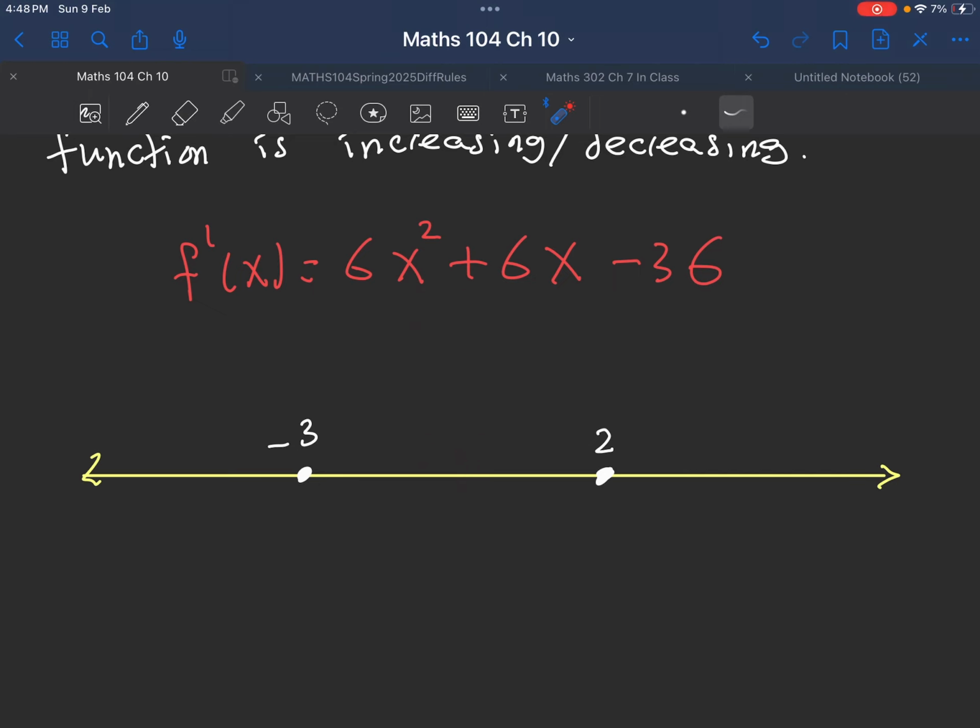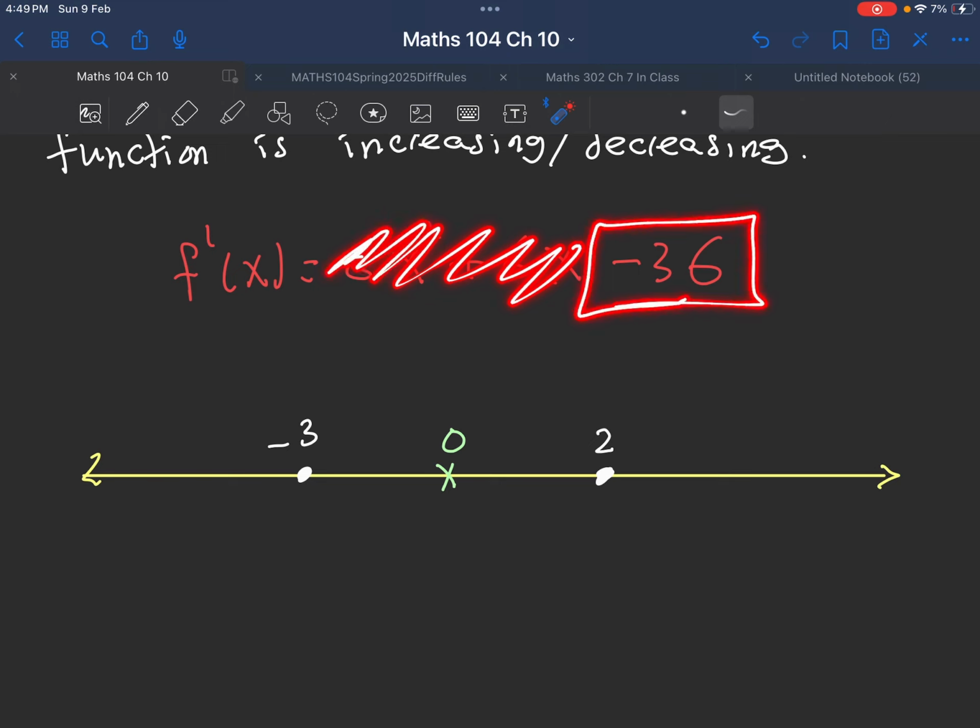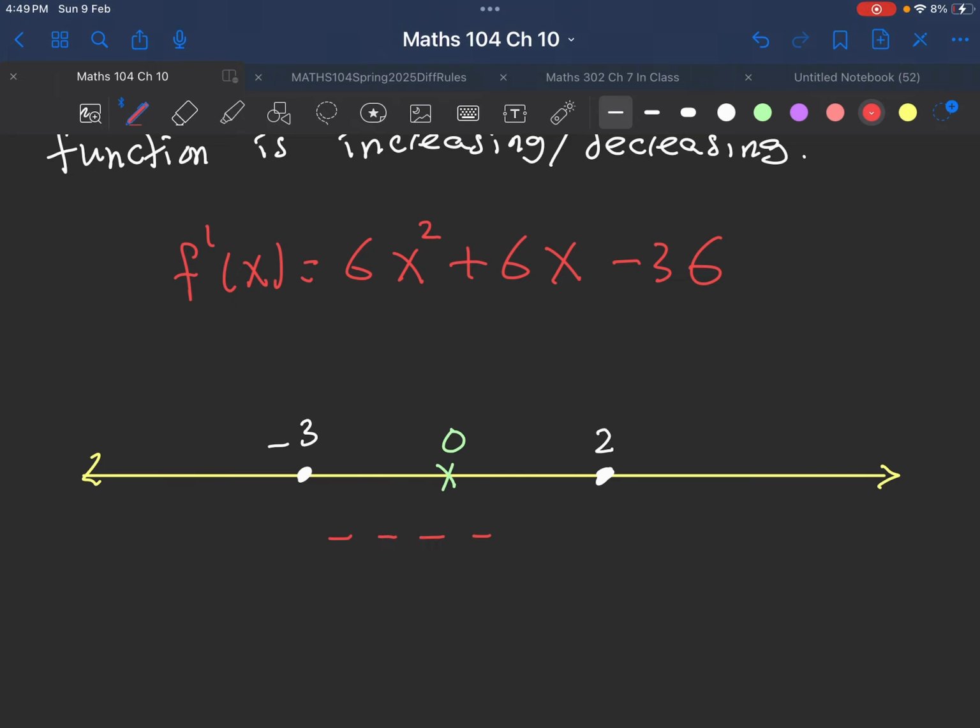So let's pick a number and we will call it the test number. So I will pick 0. Now, substitute 0 here and substitute 0 here. If we substitute 0, the answer will be negative 36, which means it is less than 0, which means it is negative. So all this area here, you will just do it in negative. So minus, minus, minus, minus, minus, minus.